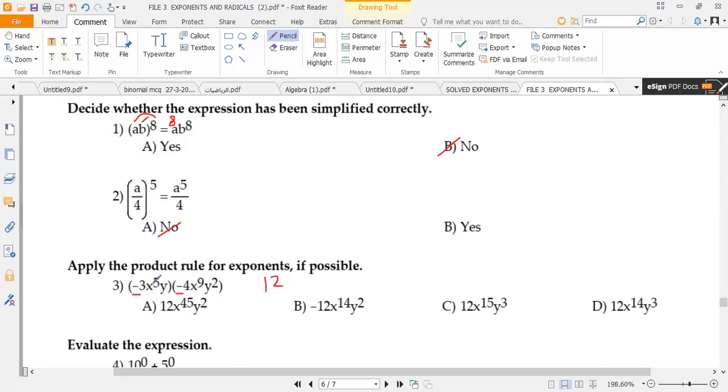Okay, and x to the power of 5 times x to the power of 9. I have to collect or group the similar bases. So x to the power of 5 times x to the power of 9 will be x to the power of 5 plus 9. Is it clear? Y to the power of 1 with y to the power of 2, also the same way. So if you complete here, which is the best answer?